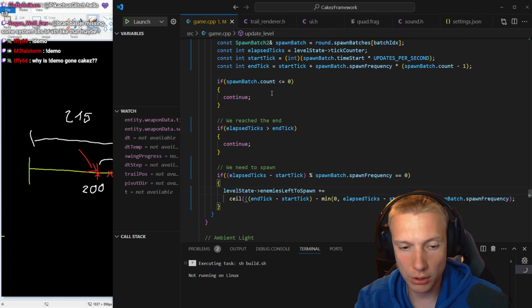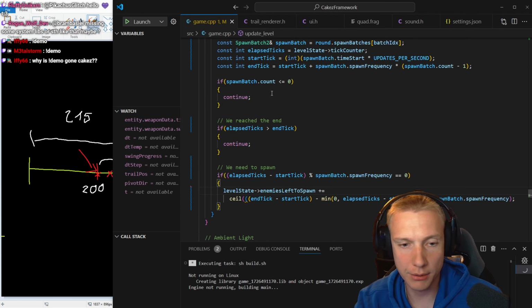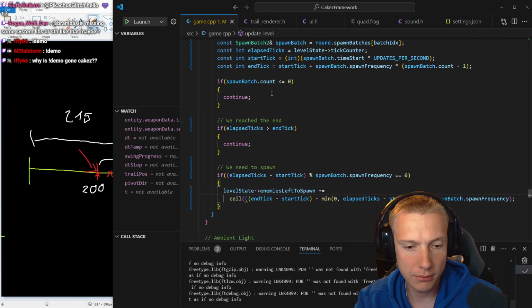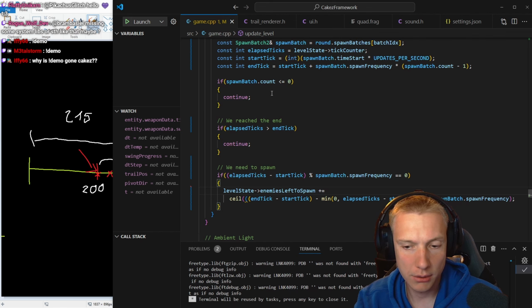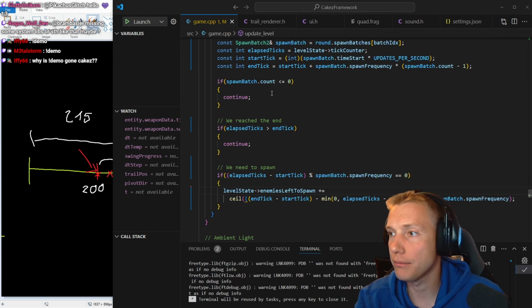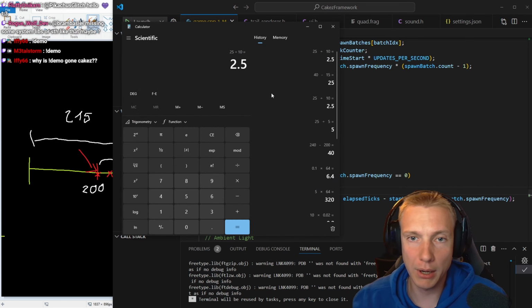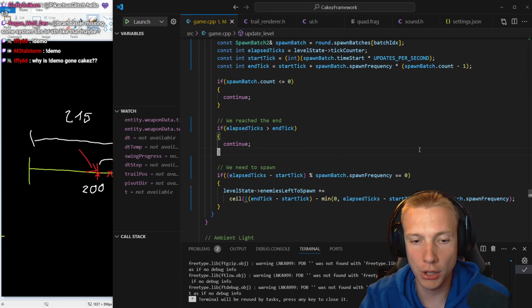Why is demo gone, Cakes? Because I'm not advertising it at the moment. So yeah, anyways, works. It's blue now, or whatever. I'm gonna test if this actually works.